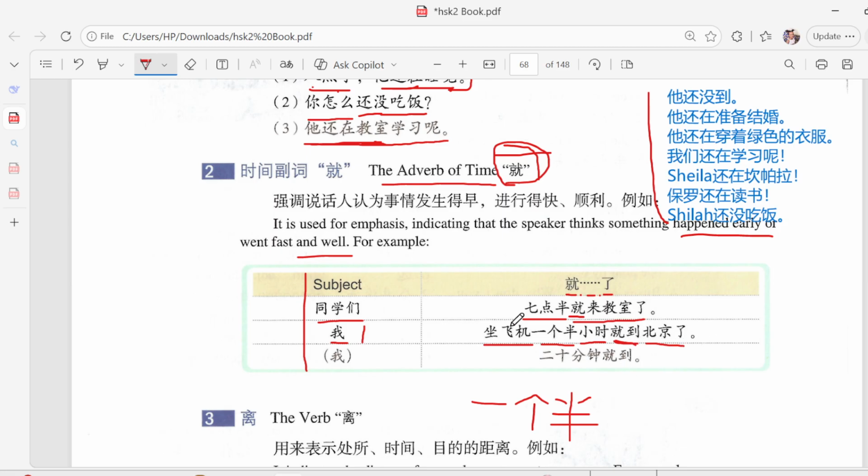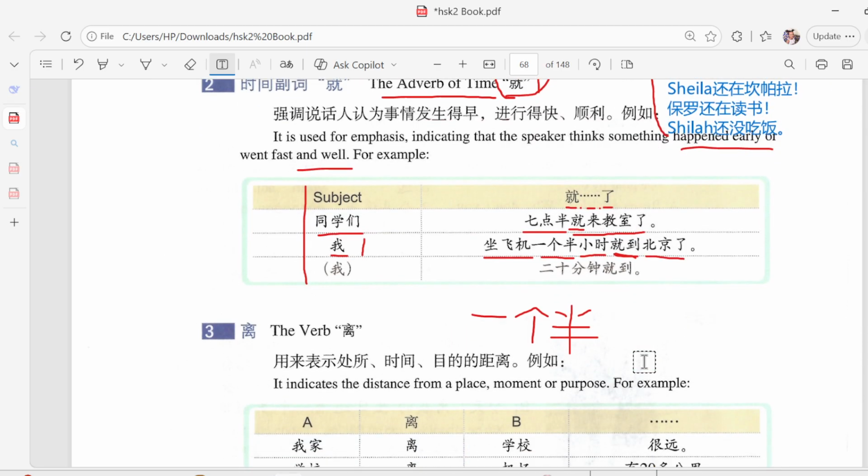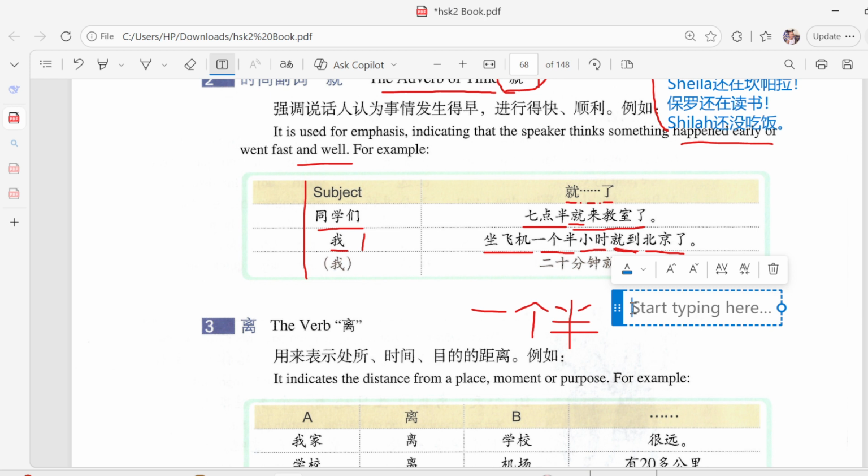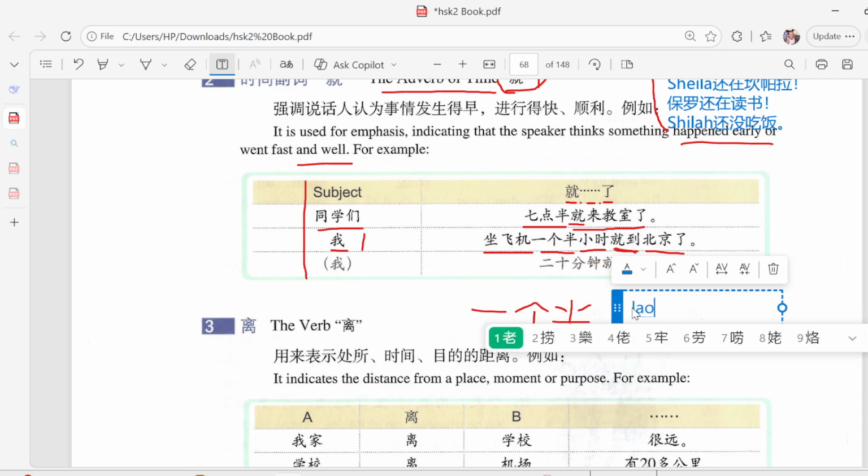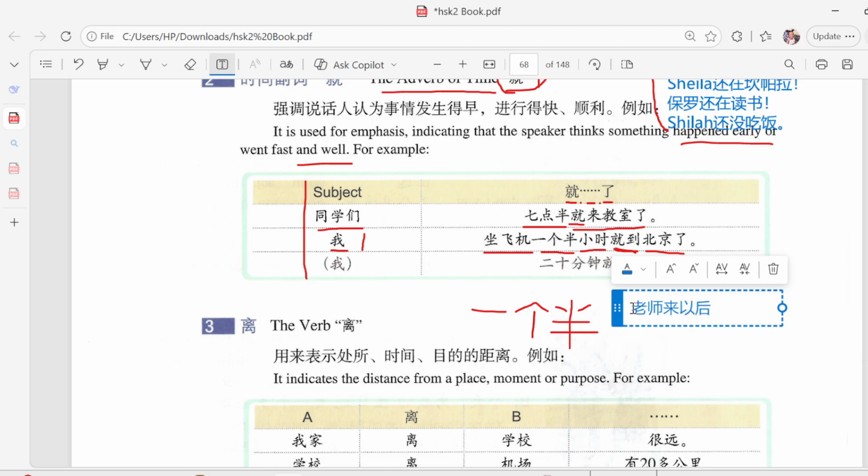For example, I could say... Okay, let me say 老师, teacher. 老师来以后, after the teacher came. 以后 is after. 老师来以后, what comes next after him coming? 就. When the teacher came, 我们就上课了. This 就 is like then: when the teacher came, then we had class, because of this that happened.